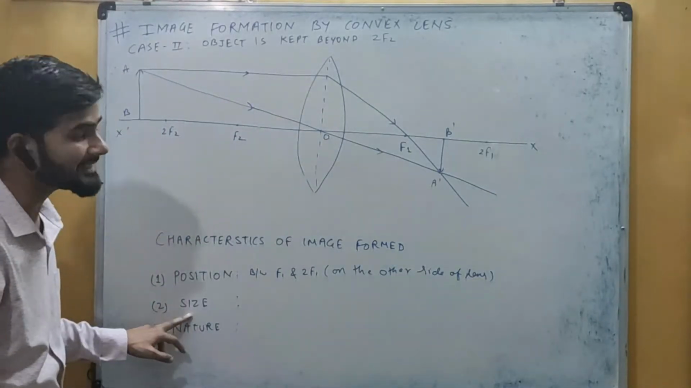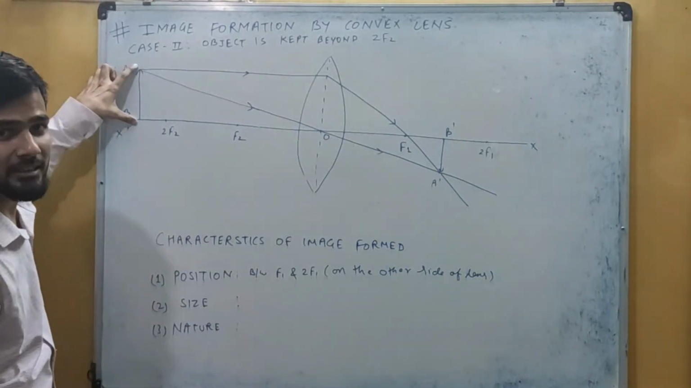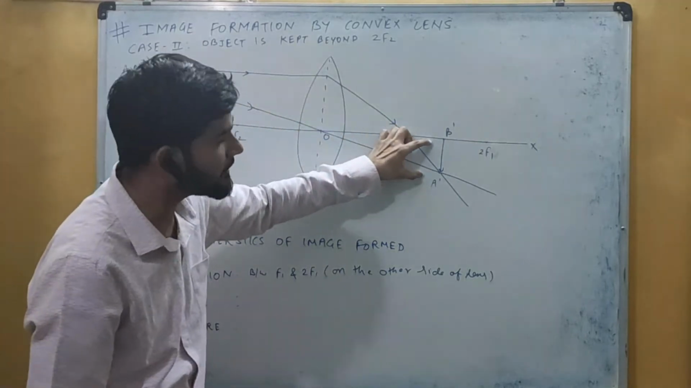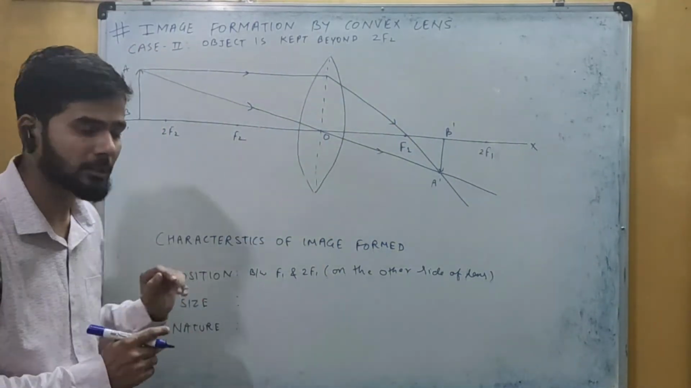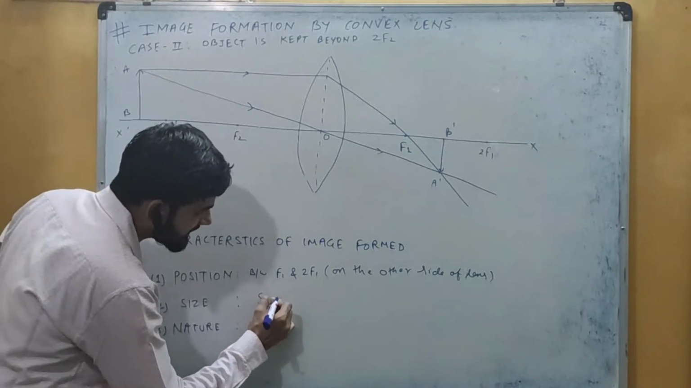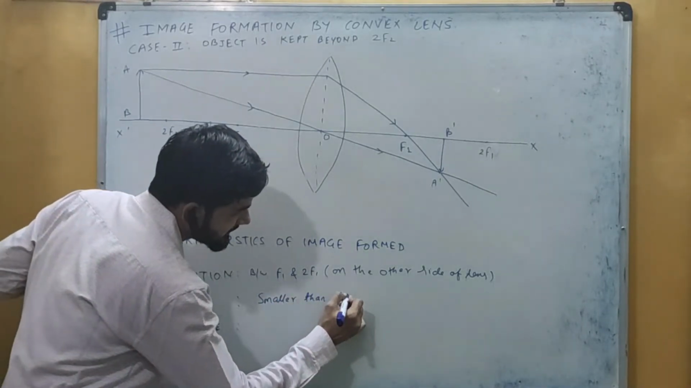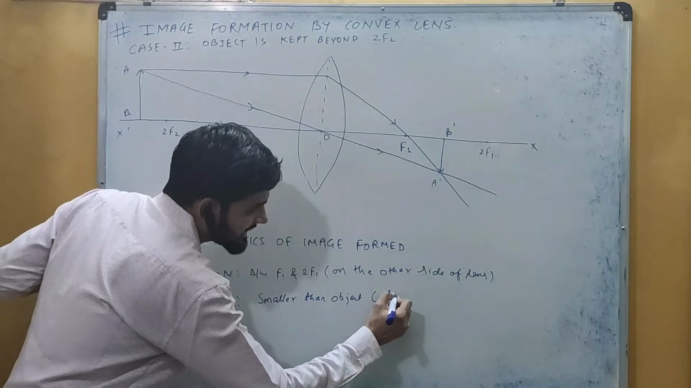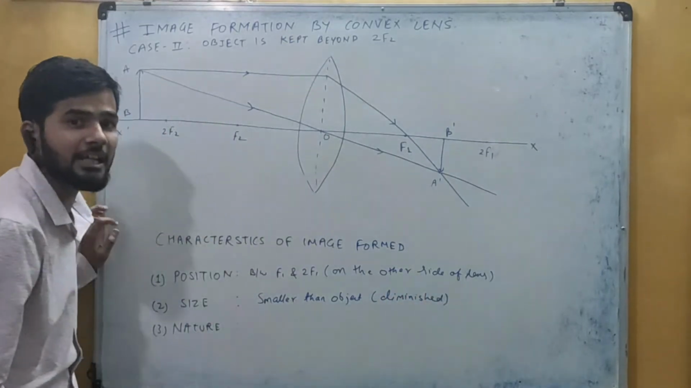Okay, now what about the size? Here if you see, the size of the object is greater, but the size of the image will be smaller. The image will be smaller than the object. So we can write smaller than object, or we can write diminished.